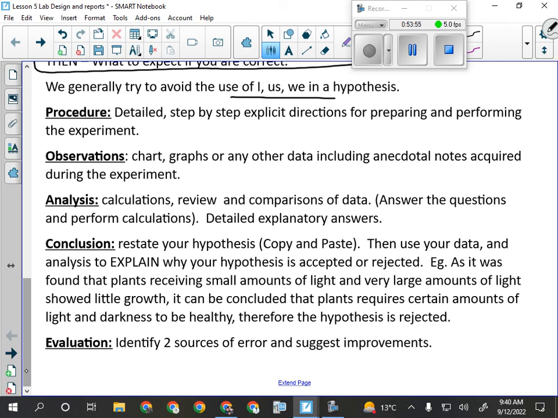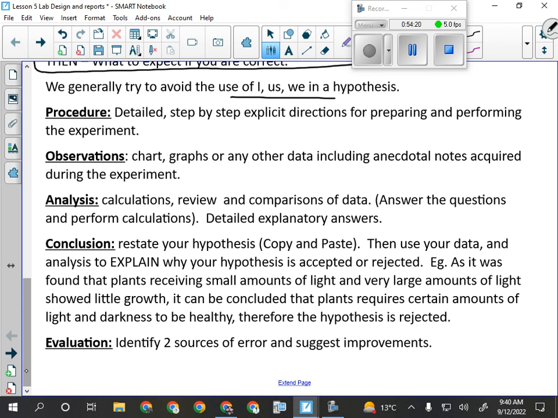So where's the best place in your experiment to look for sources of error? Which variables? The control variables. Go back to your controlled variables. You know those are the things that can affect the experiment. And if there's any place where they're not perfectly controlled, that could mean that error crept in.